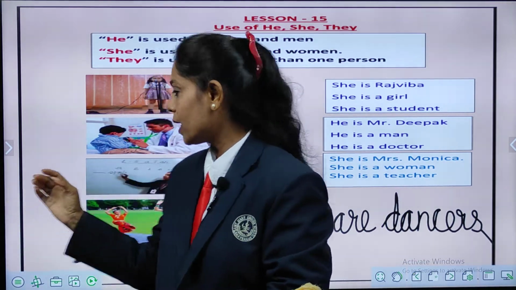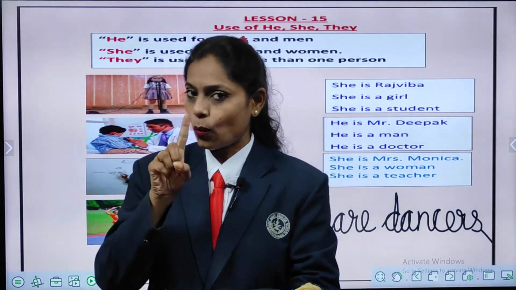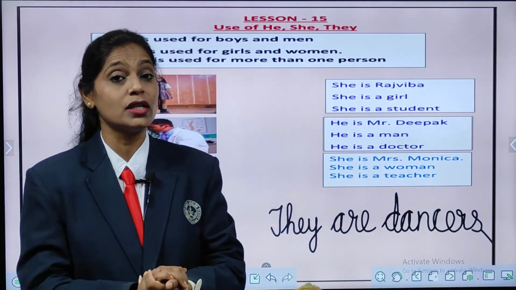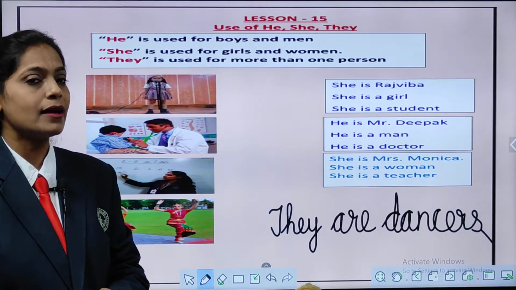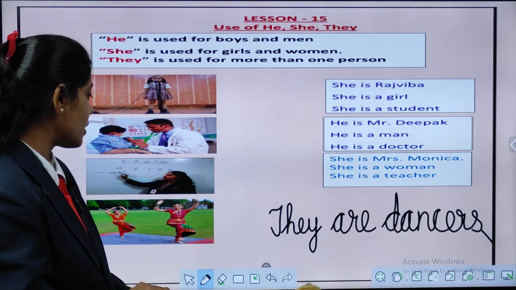Correct. Now, can you see the girls? Is it one? No, there are two girls. And what are those girls doing, do you know? Yes, they are dancing. So, what are we going to say, children?